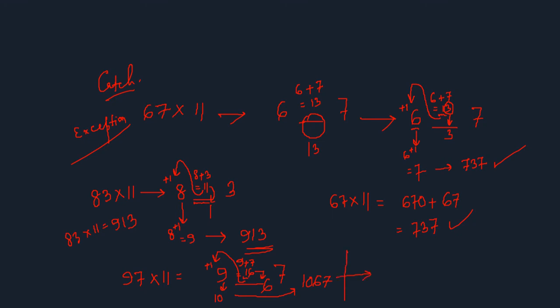Let's verify it. It's 97 multiplied by 11. We need to obtain the results by multiplying by 10 first and then 1. So multiplying it by 10, we obtain 970. Multiplying it by 1, we obtain 97. The result is pretty clear. It's 1067. It's the same as that we obtained here.